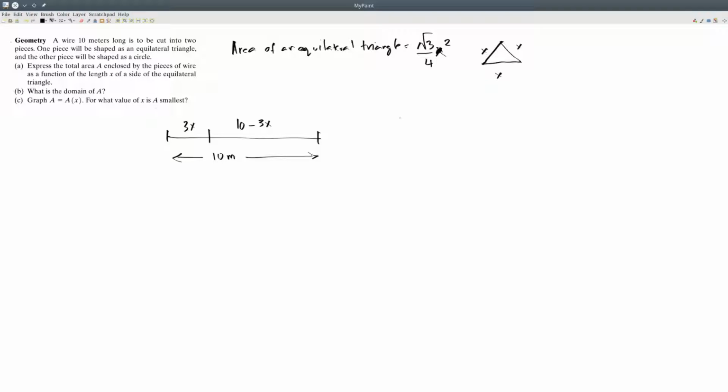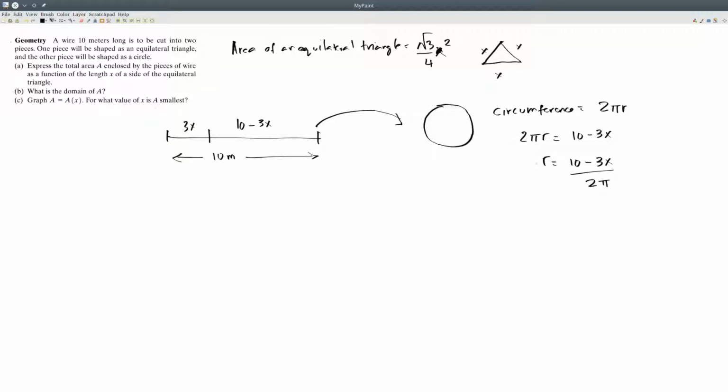So if we take the second piece and form a circle, then the circumference of the circle would be 2 pi r. Now we have to make use of this circumference 2 pi r, which would equal 10 minus 3x, because I'm taking this wire and I'm turning it into a circle. Why am I using the circumference? Because we do not know the radius of the circle. So now the radius would simply become 10 minus 3x over 2 pi.